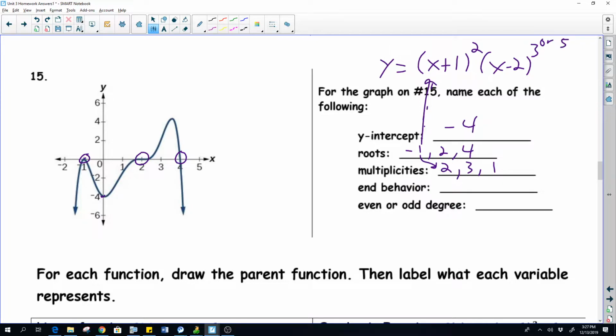And then our last one is going to be x minus 4 to the first power. So that's what we mean by multiplicities and the roots. Okay, and behavior, both going down. Both going down, down, down, down.